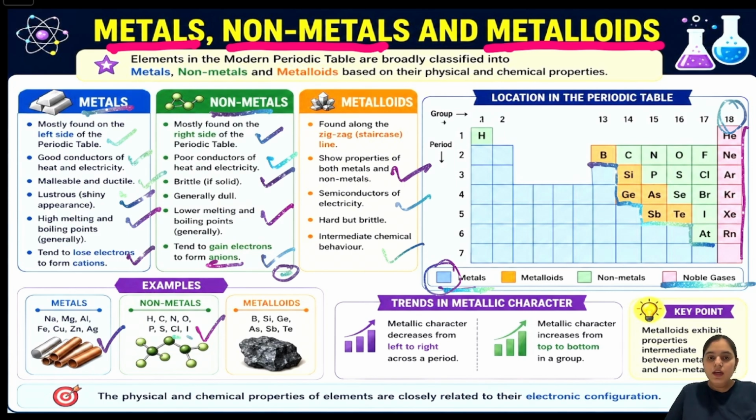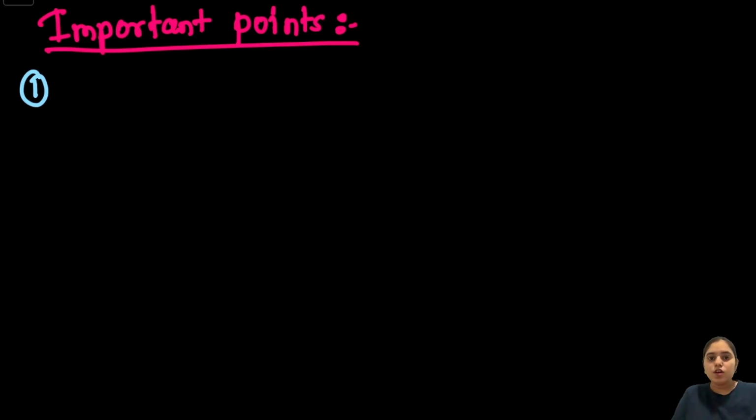Trends in metallic character. Now let's understand an important trend of the periodic table. Across the period from left to right, the metallic character decreases because elements become less likely to lose electrons. On the other hand, while moving from top to bottom in a group, the metallic character increases because atoms lose electrons more easily. So you have to remember some important points of this slide.